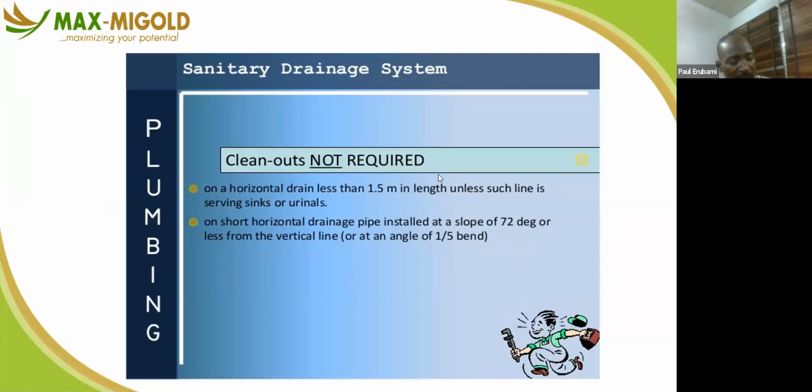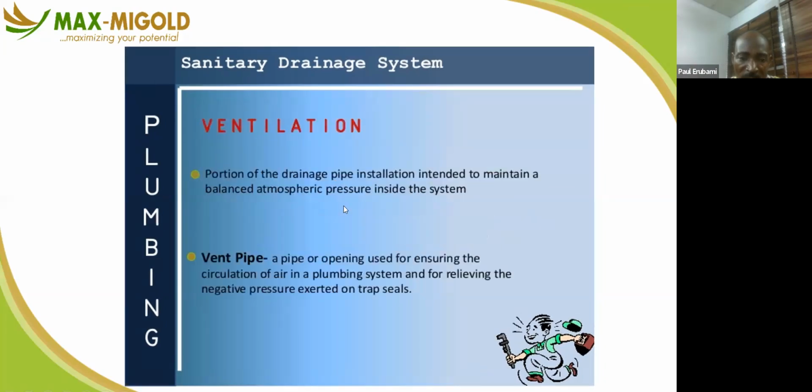And what are the areas where you don't need a clean out? On a horizontal drain that is less than 1.5 meters. When you have a drainage that is less than 1.5 meters in length, you don't need what we call a clean out. On a short horizontal drainage pipe installed at a slope of 72 degrees or less from the vertical line. So when you have your drainage installed at a slope of 72 degrees, you don't need a clean out because the water will then really flow through gravity.